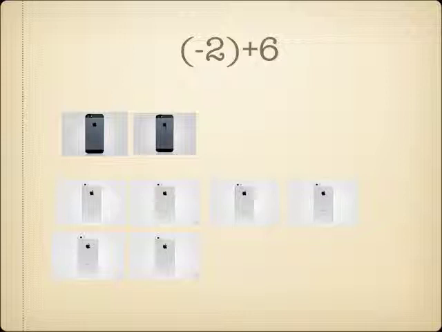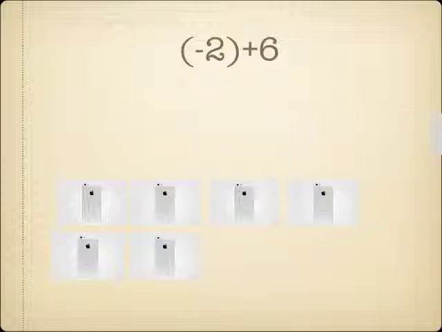And now we're going to use 0 pairs with 2 negatives and 2 positives. So once we take those out, our remaining number will be 4 white iPhones. So that means the answer is +4.